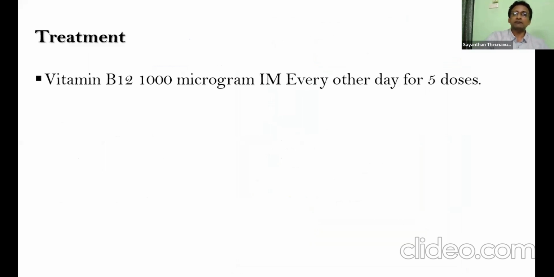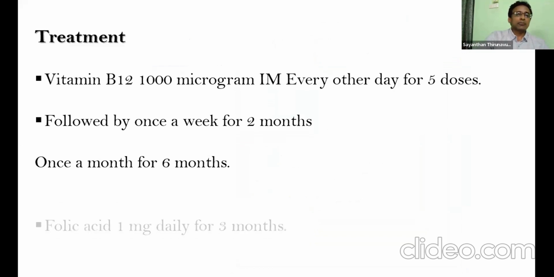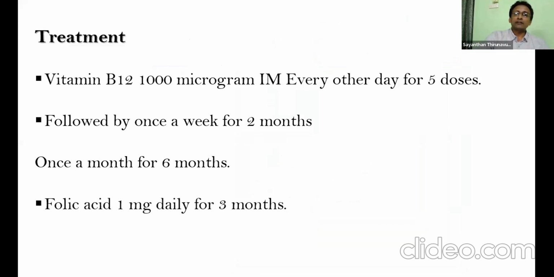That treatment was like this: B12, 1000 micrograms intramuscularly every other day for 5 days, 5 doses given, followed by once a week for 2 months, and then planned for once a month for 6 months. At the same time, folic acid, 1 milligram daily for 3 months. As with the usual anemia treatment, I had to treat the worm, so albendazole 400 milligrams single dose was given.